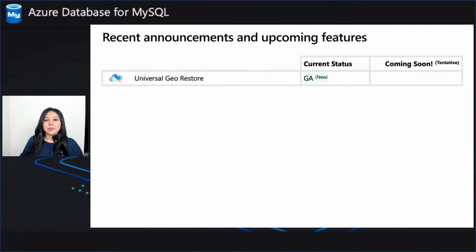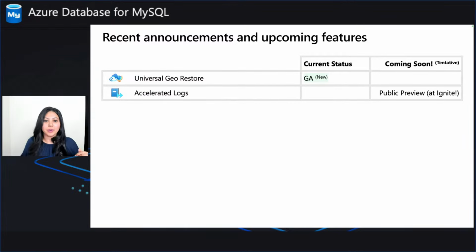Now, moving on to the roadmap of upcoming features, let's go through them one by one. The first one is accelerated logs. This is an exciting new feature launching in preview during Ignite next week. It is aimed to improve database server performance for your mission critical workloads within the business critical service tier by storing transactional logs on faster storage, which will help improve the throughput of the servers. Do watch out for all our announcements. We've got a couple of exciting announcements around this feature next week, so stay tuned.